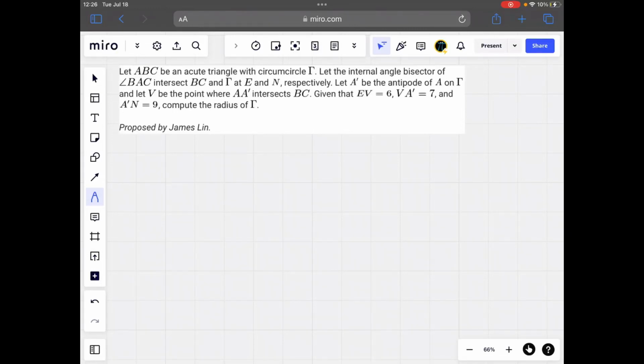Let ABC be an acute triangle with circumcircle T. Let the internal bisector of angle BAC intersect BC and T at E and N, respectively. Let A' be the antipode of A on T, and let V be the point where AA' intersects BC. Given EV equals 6, VA' equals 7, and A'N equals 9, compute the radius of T.